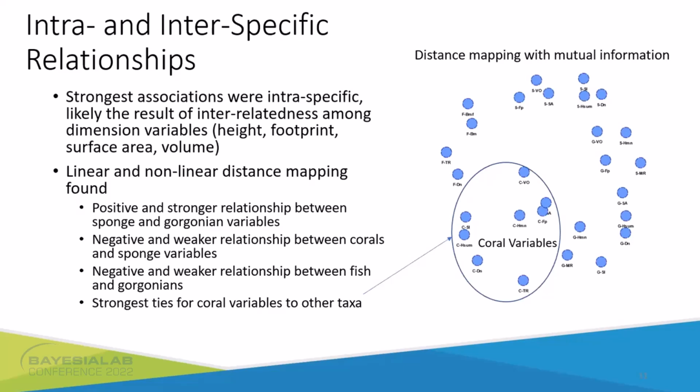So our strongest relationships were intraspecific. It's likely the result of interrelatedness among the dimension variables: height, footprint, surface area, and volume. And both linear and nonlinear distance mapping found positive and stronger relationships between sponge and gorgonian variables, negative and weaker relationships between corals and sponge variables, negative and weaker relationships between fish and gorgonians, and the strongest ties were found for coral variables to other taxa for the interspecific relationships.